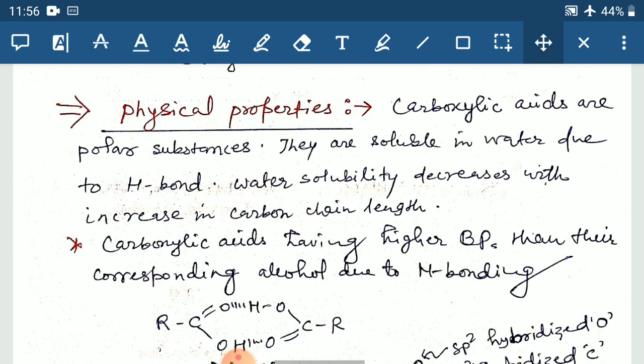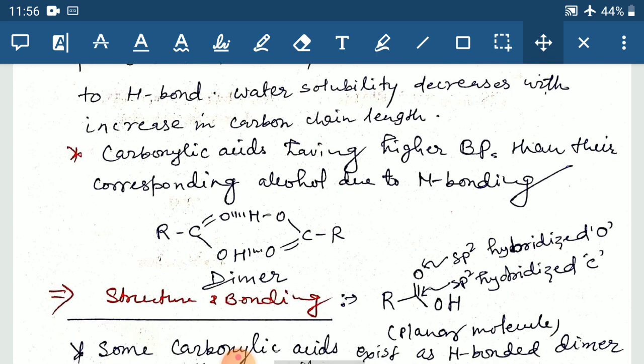As we know, carboxylic acids are polar substances. They are soluble in water due to forming hydrogen bonds, and water solubility decreases as the carbon chain length increases. As we know, carbon is hydrophobic in nature, so as the number of carbons increases, the hydrophobic length increases, so solubility decreases.